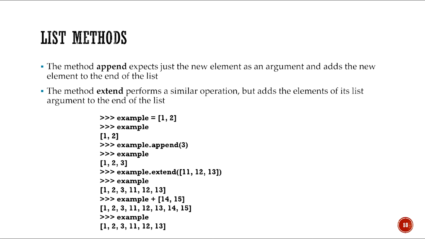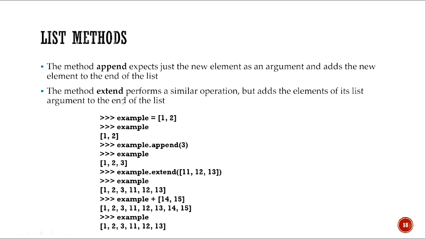The method append expects just the new element as an argument and adds the new element to the end of the list. And that's why we use this when we read input data from text files. So here you can see the example. So we start with the same variable 1 and 2. Example.append 3. It means that add 3 to the end of this list. And then your list will have 3 items with 3 at the end.